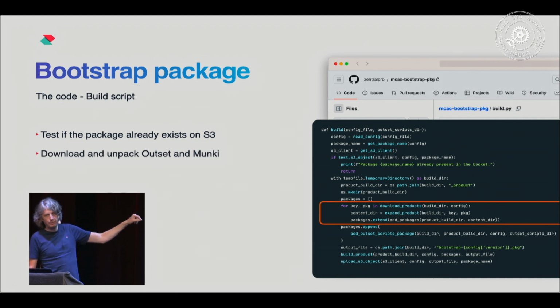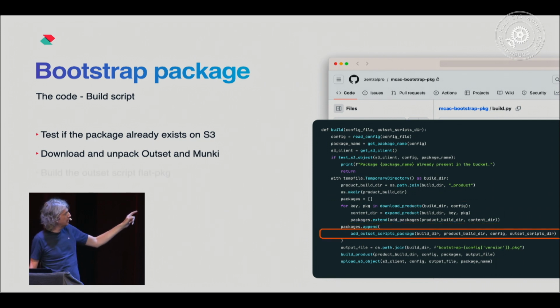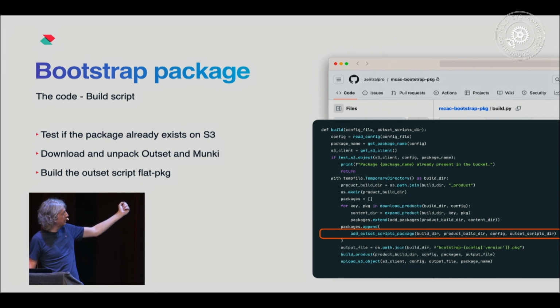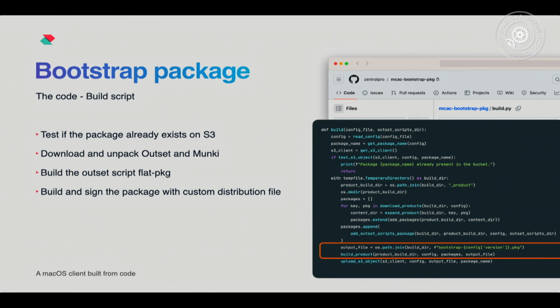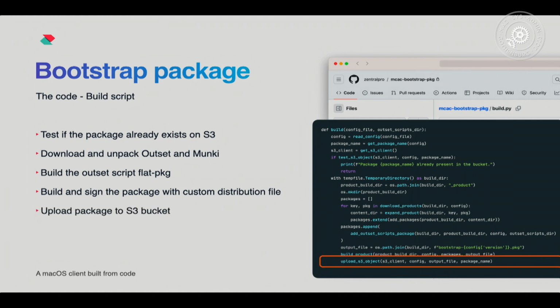We loop on all the configuration. We loop on the config on the packages. We include them in the main package. We add the Outset package, and then we build and sign the package. And finally, we upload the package to S3. So this is the code.